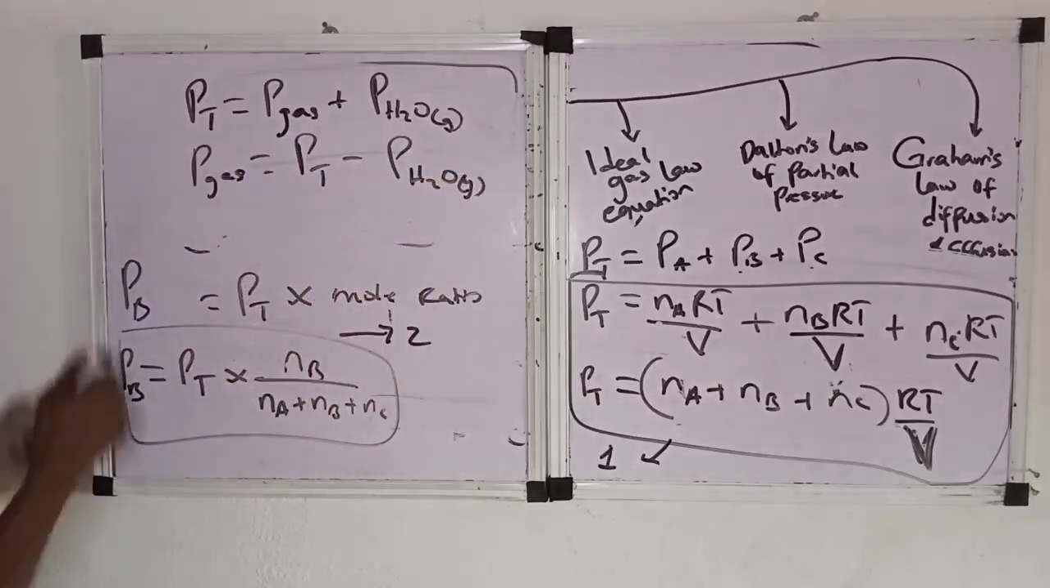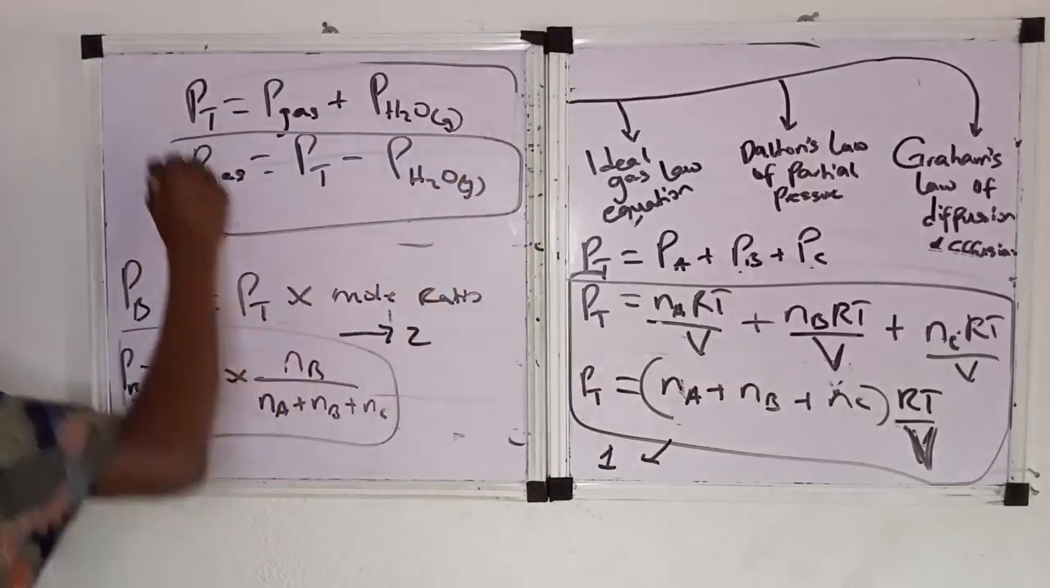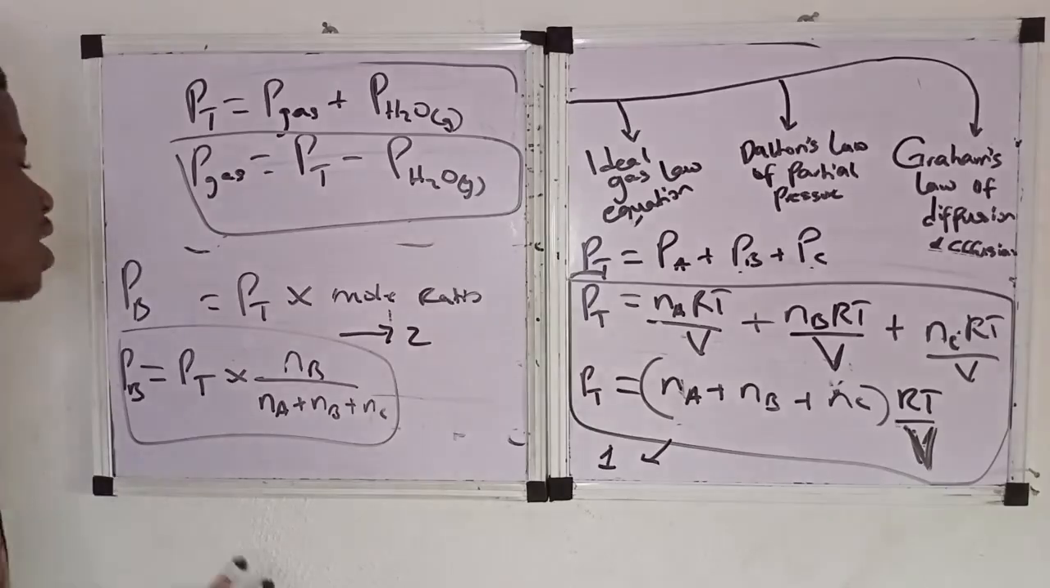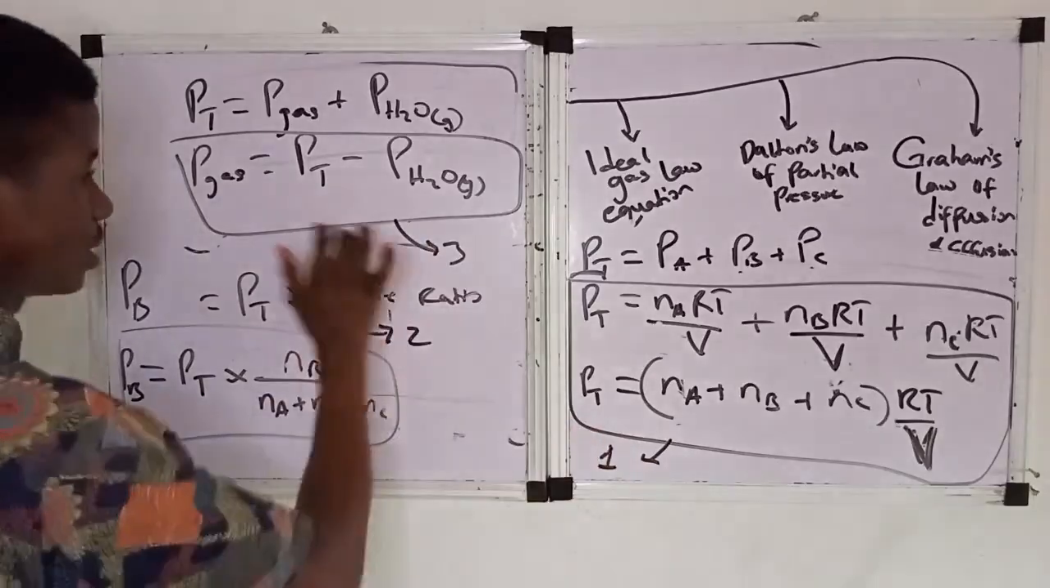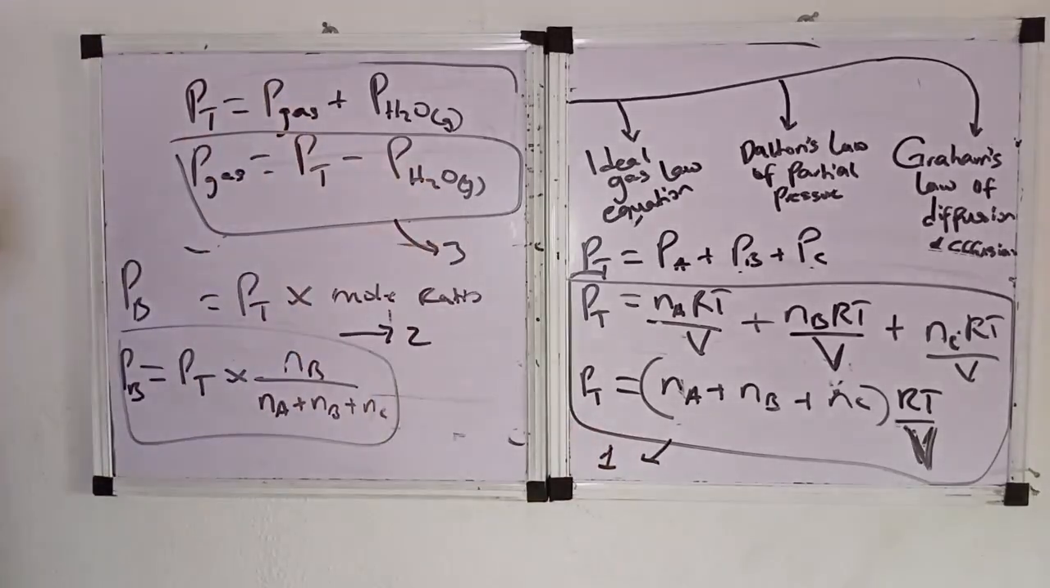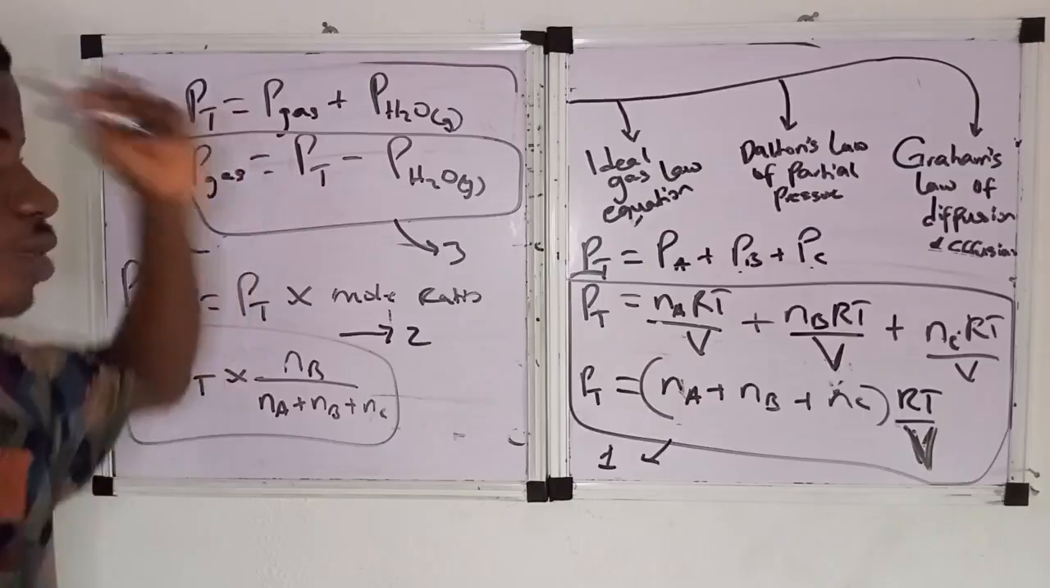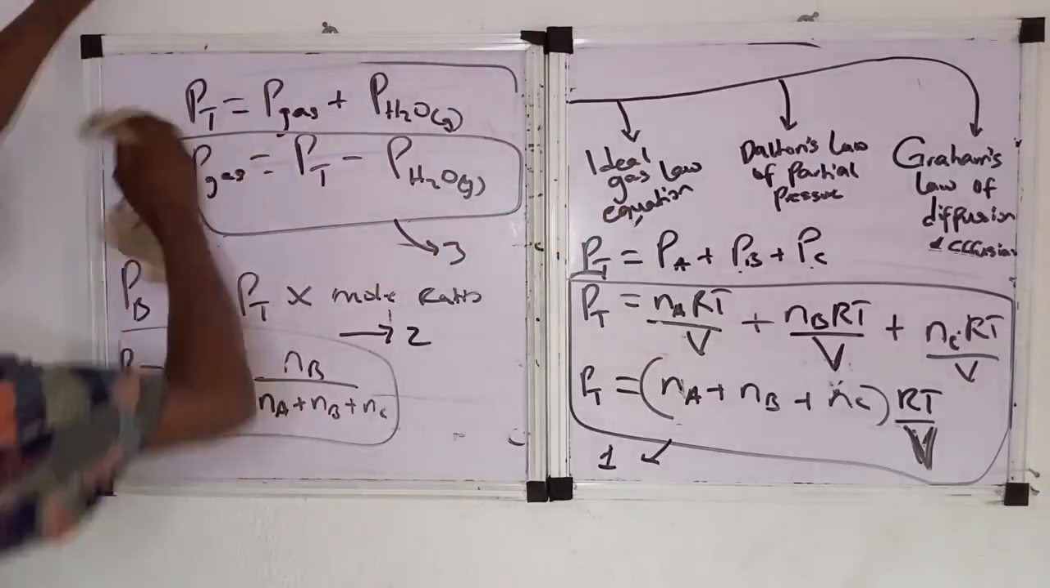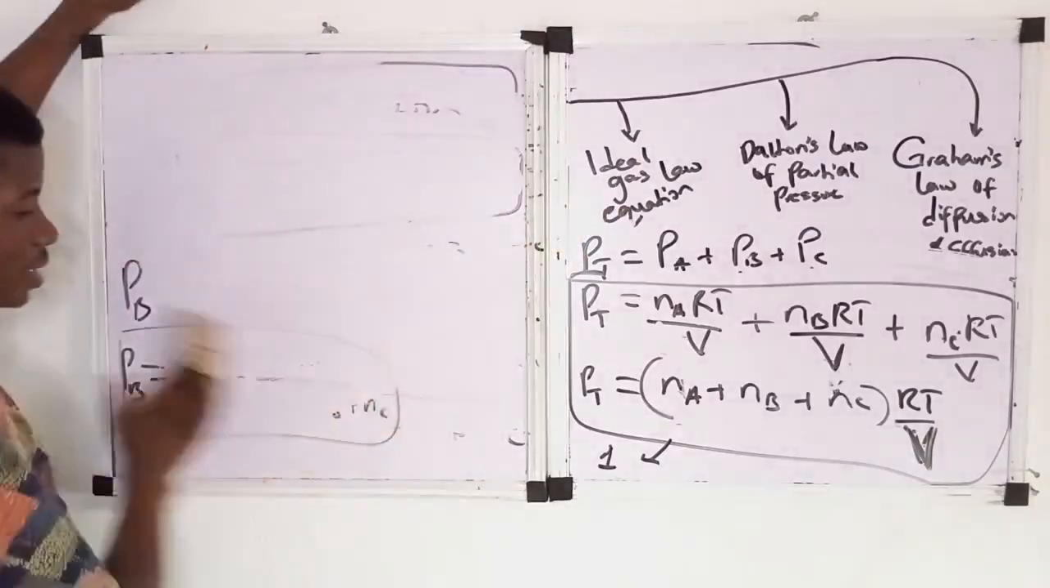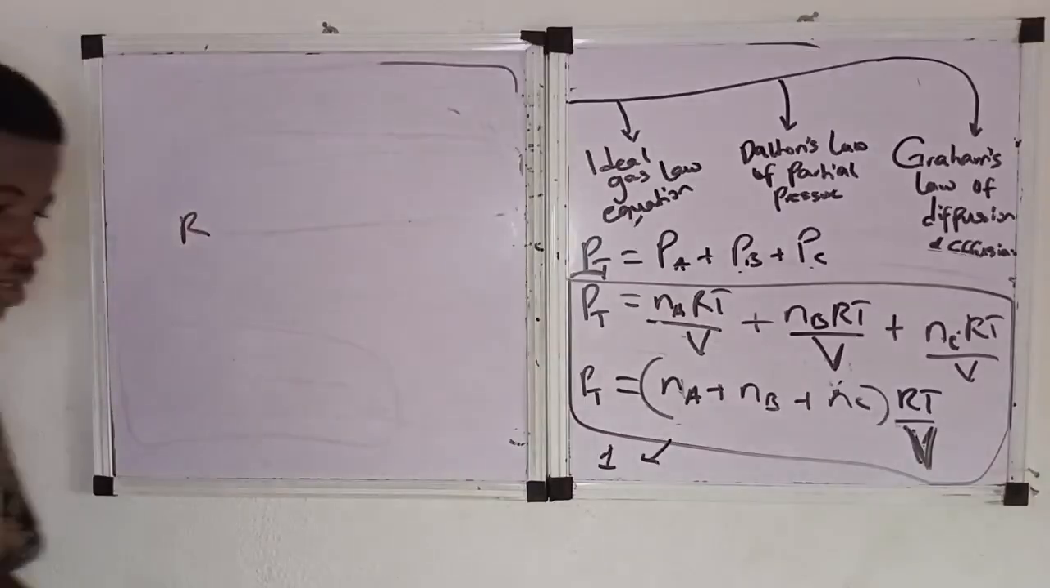So this is another formula when they say the gas is collected over water. That is just three formulas, one, two, three. These are the important things to know. Then we'll do questions. Then the last part, which is Graham's law of diffusion.